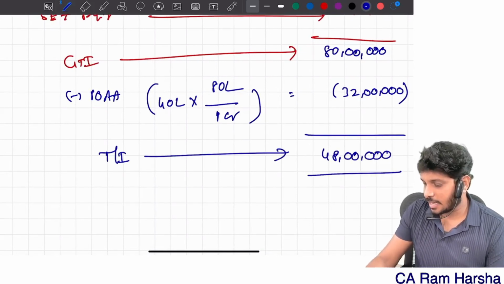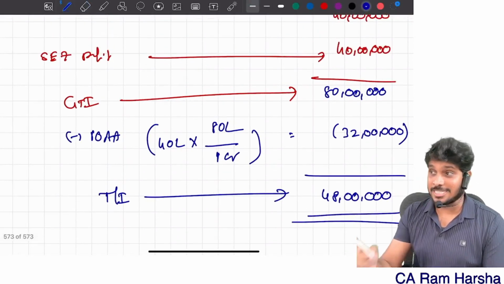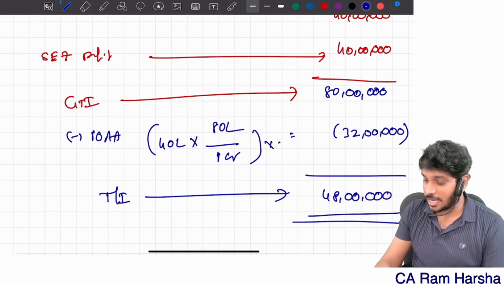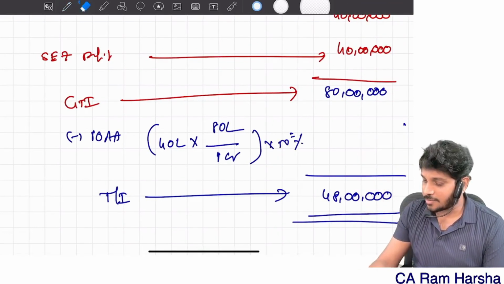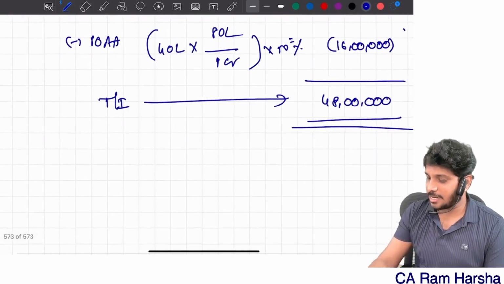48 lakh. Correct? Oh, wait a minute. Yes. 10AA, first itself I told. How much is it? 50%. Very good. How much? 16 lakh only he can claim as deduction. Correct?